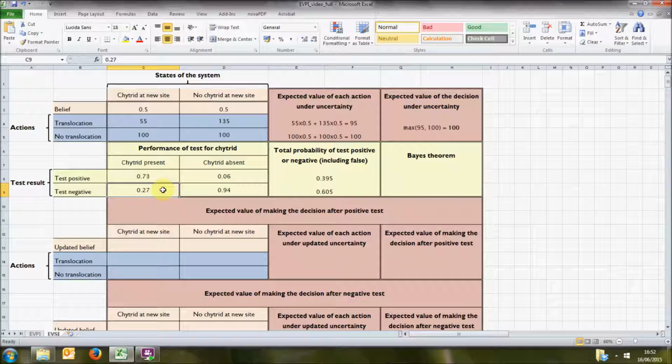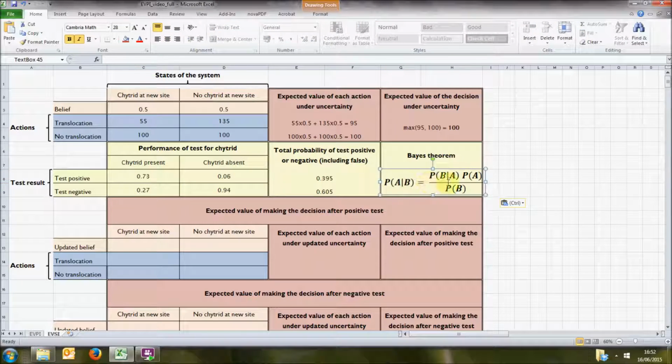So depending on the test results, our belief in the hypothesis will change, and we can use Bayes' theorem to calculate exactly what this change will be. We will show how Bayes' theorem works step by step. So in the event of a positive test result, what is the probability of chytrid being there?